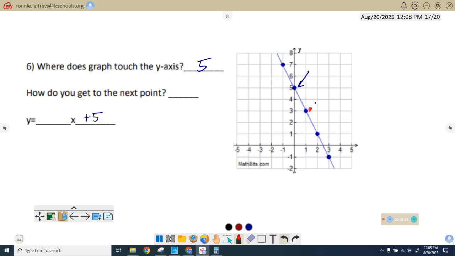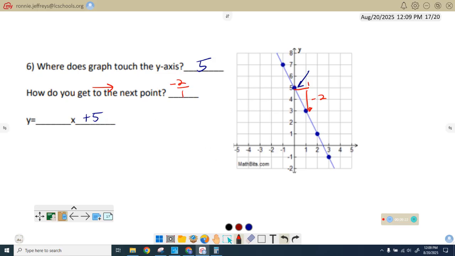How do we get from 5? Now, the next point, when we say next point, this is going to the right. I know some people be like, well, it went this way. We read from left to right, not right to left. So we're getting to this point, so we went over 1, down 2. Now, some people would say, well, I went down 2 over 1. It's the same thing, man.